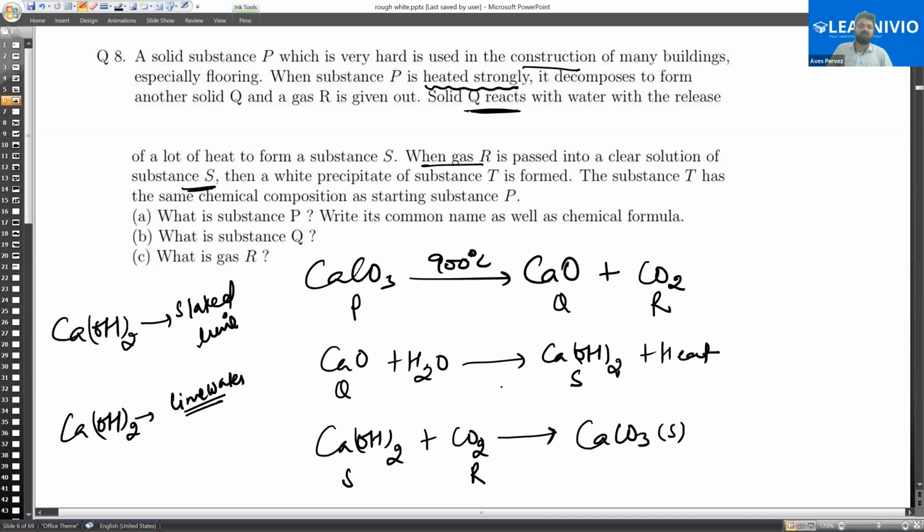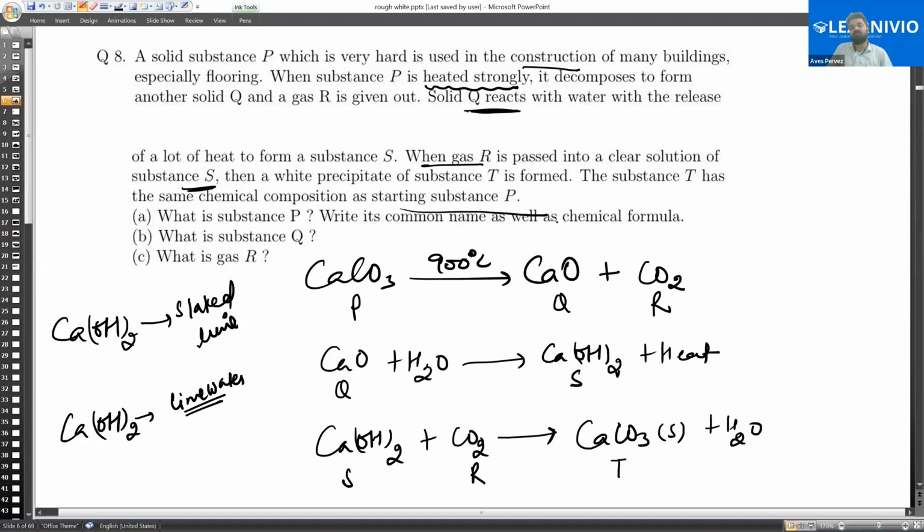So it is saying that when gas R is passed through the clear solution of S, it forms a precipitate which is T. This is calcium carbonate. It's a very popular reaction: lime water turns milky due to the formation of calcium carbonate, which is insoluble in water. And T is the same as P. The substance T has the same chemical composition as the starting P. What is P? P is calcium carbonate.